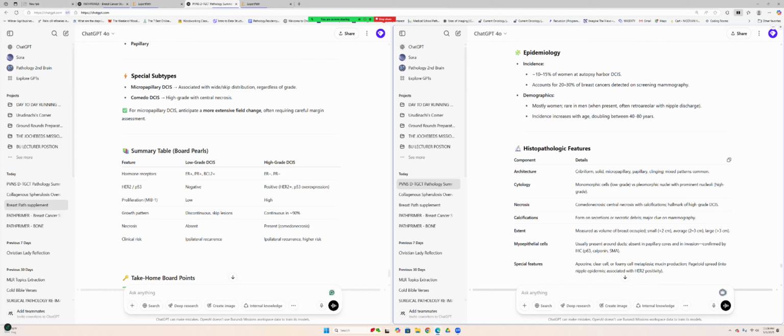13 to 50% of women at autopsy harbor DCIS. And this accounts for 20 to 30% of breast cancers detected on screening mammography. Demographics: mostly women, rare in men. When present, it's often retroareolar with nipple discharge. Incidence increases with age, doubling around 40 to 80 years.